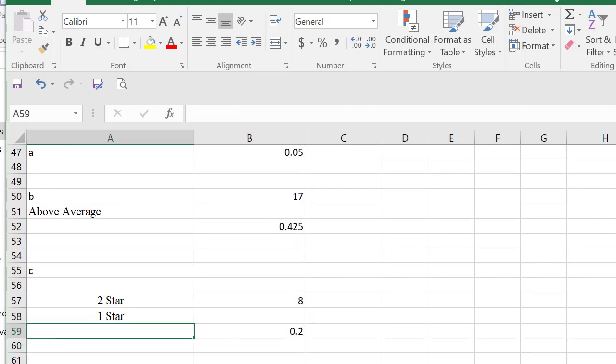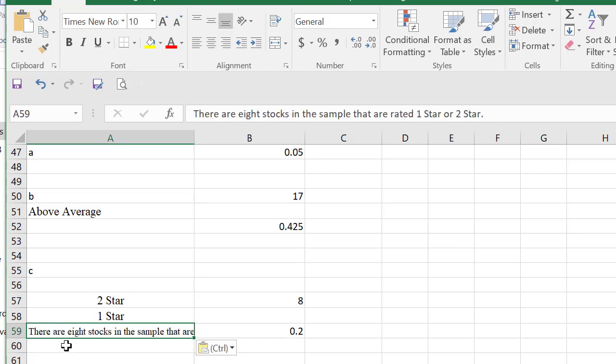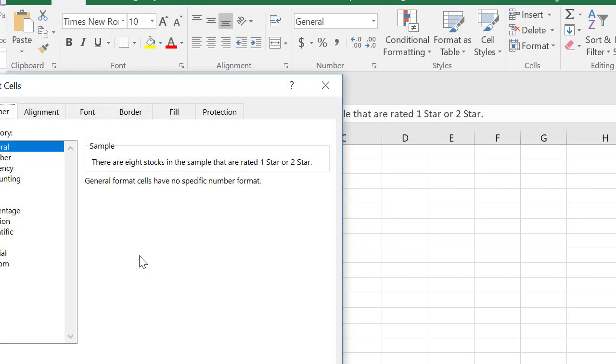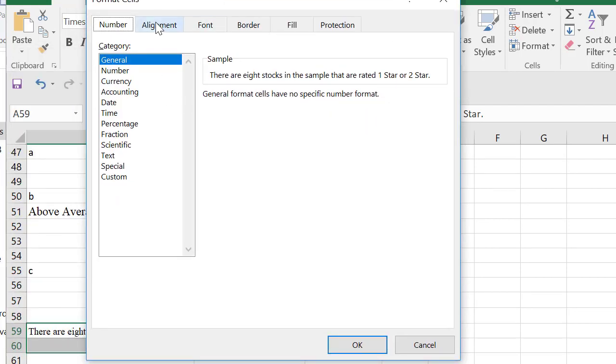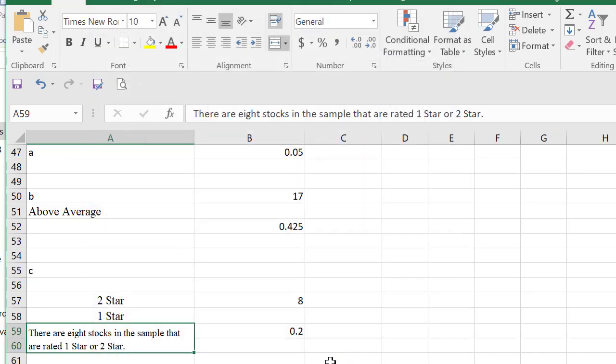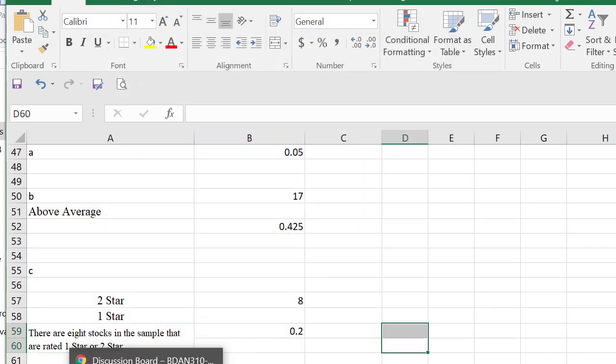And what we probably would want out there is something to the effect of this. And what I'm going to do is format that. And I'm going to wrap that text and merge that text in those 2 cells. And you would have something like that.